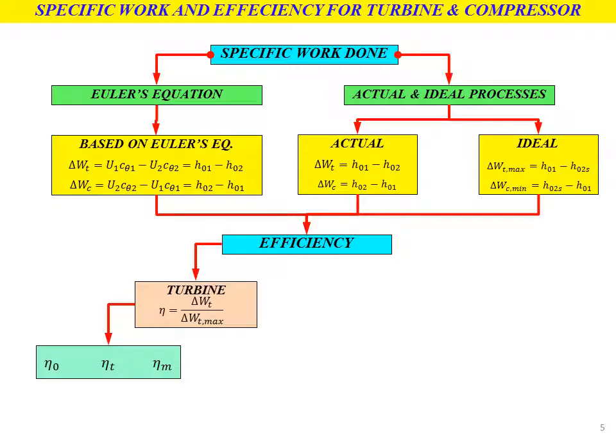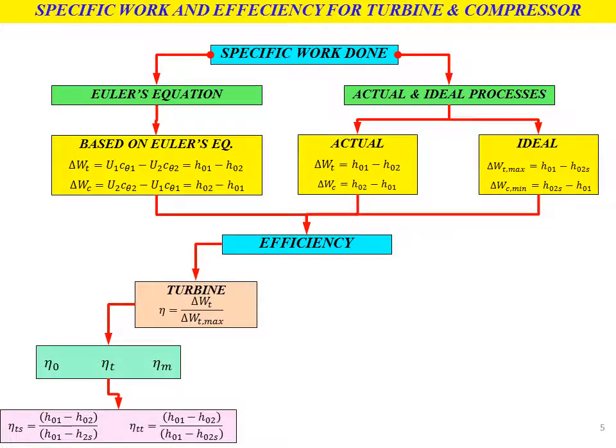Next, the special expressions of efficiency based on the function of the turbine. We have two types of expression. First, total to static efficiency, which is equal to H01 minus H02 divided by H01 minus H2S. The second expression is total to total efficiency, which is equal to H01 minus H02 divided by H01 minus H02S. For the compressor, the general equation for efficiency equals delta Wc minimum divided by delta Wc.